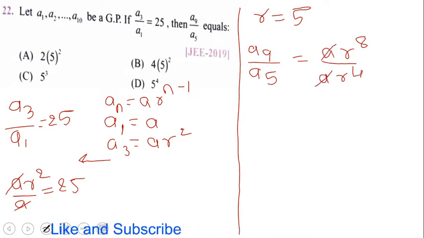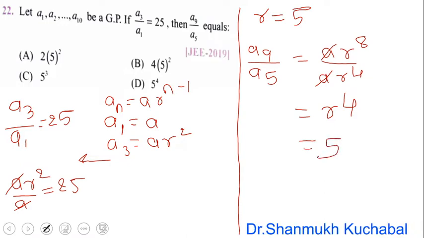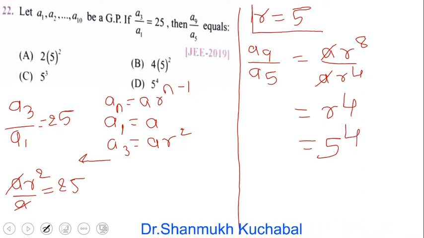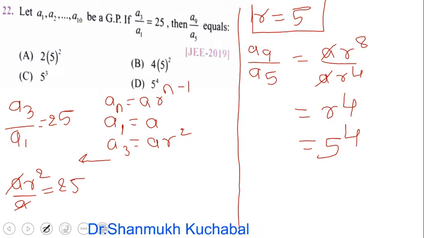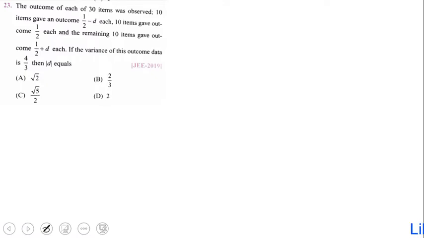Further, a cancels, and r^8 divided by r^4 gives r^4. We know that the value of r is 5, so we will substitute that. Substituting r as 5, 5^4 is the right answer. This option is there, so clearly option D is the right answer here. Okay, so we'll move to our next example.